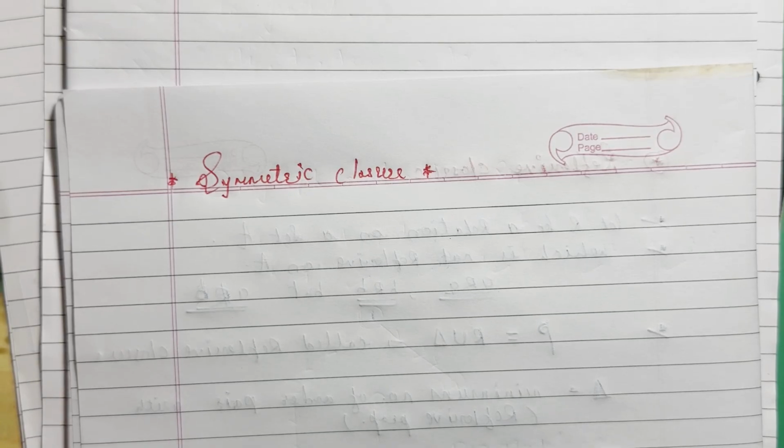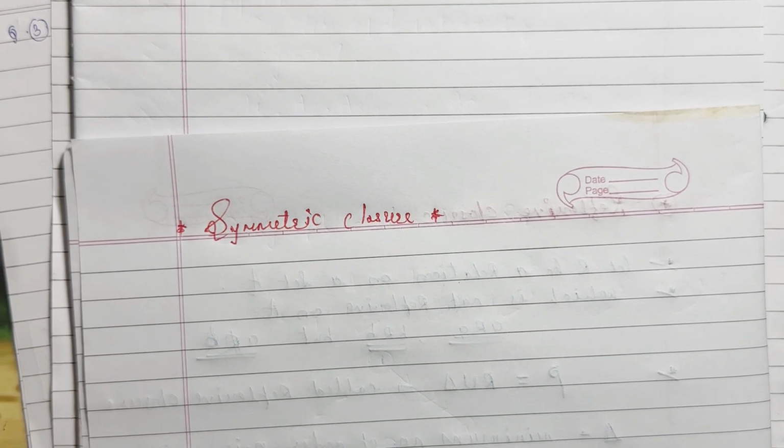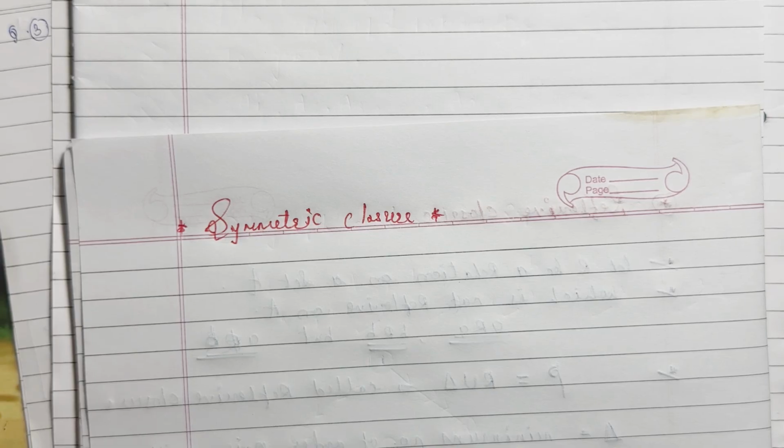Hello guys, welcome back to the lecture series on discrete mathematics. In today's video, I'm going to explain symmetric closure. In my last lecture, I explained reflexive closure. I'm taking reflexive, symmetric and transitive closure as three different lectures so that you can understand the concepts easily. So let's start with symmetric closure.